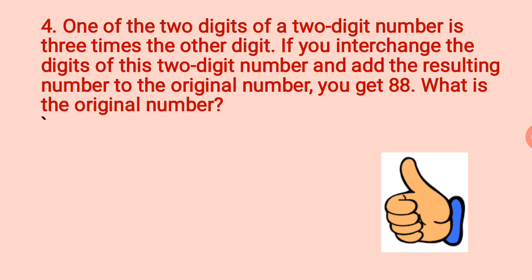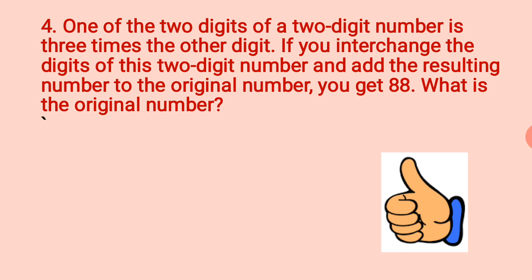One of the two digits of a two-digit number is 3 times the other digit. Again, you have a two-digit number. If you remember, in the last video, we have discussed that whenever you have a two-digit number, the digit in the tens place is multiplied by 10 and the digit in the ones place is multiplied by 1 and then they are added to get the two-digit number. This is compulsory and this is a very mathematical statement.